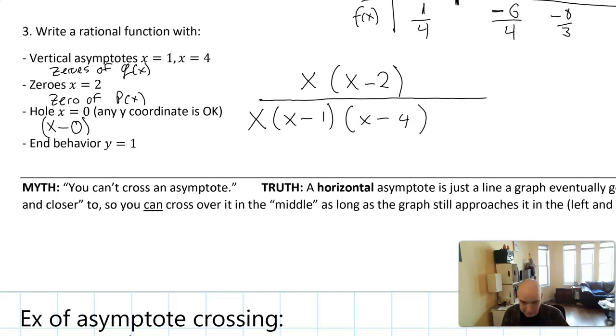And I know that if I was to start to graph this, I would cross those out and say there's a hole at x equals 0. But we're building the function, so we're going to undo that.